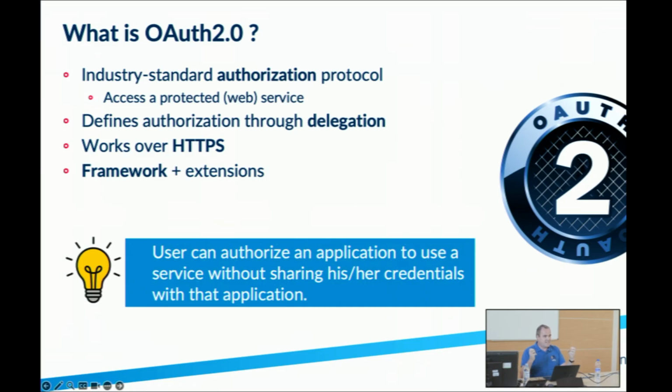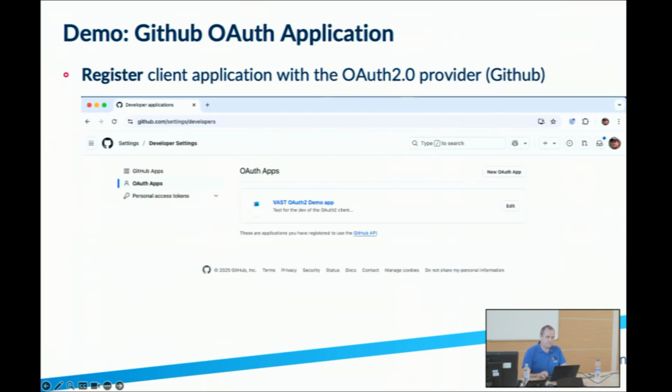But the essence of OAuth2, or the intention, is that the user can authorize a client application to use a service without actually sharing his or her credentials with that application directly. That's the essential of OAuth2. Everybody has worked with this because you've been using the web and you've been exposed to some service which of course uses OAuth2. But I'll demo it anyway because it demonstrates that the VAST client library works.